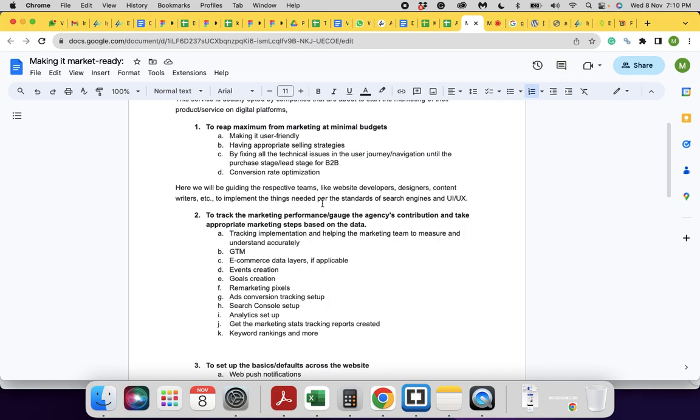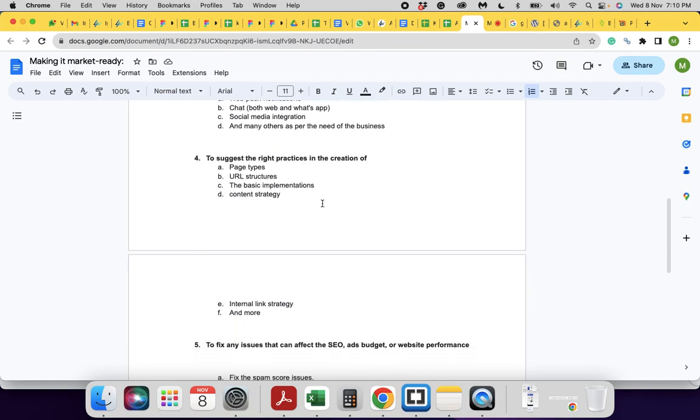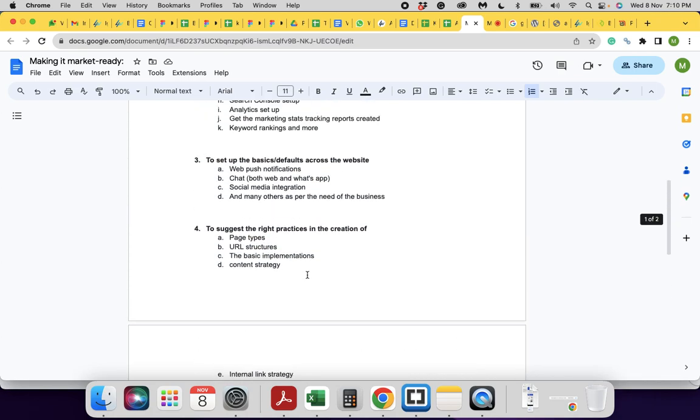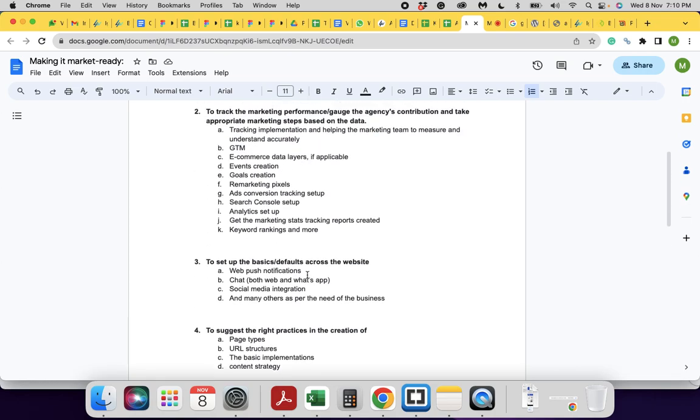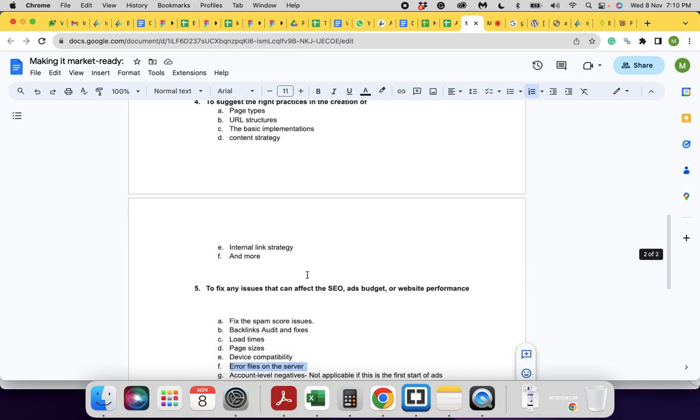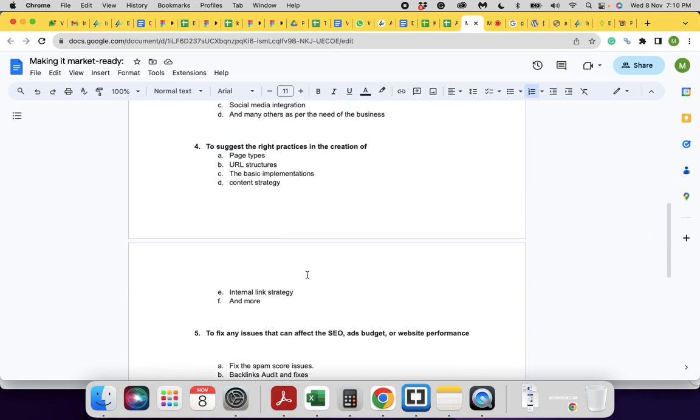Once you get the data, you have to analyze it and understand what negative keywords your ads are getting triggered for, and which keyword is performing and which is not. Usually all these things also will be put under this bucket of making it market ready. And then we start counting it.